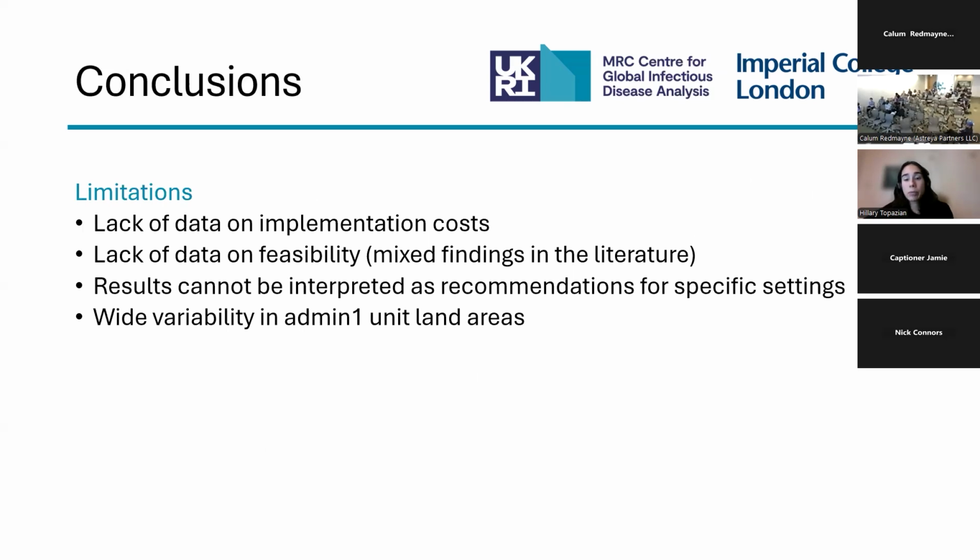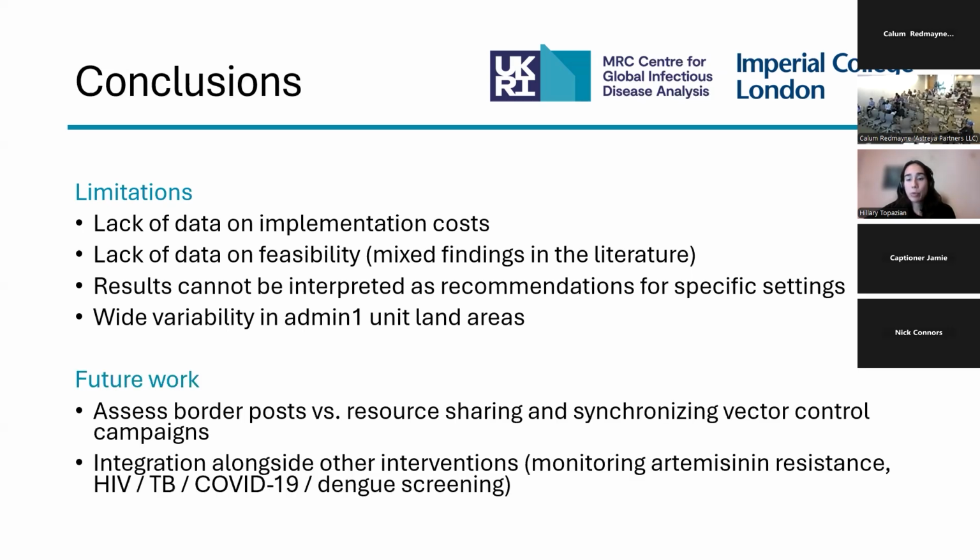And then we also know that admin 1 units can have a really big difference in land areas in some countries, and so it's not a consistent way of measuring a space. And we chose admin 1s for the project because it was the smallest unit available where we could get data across the continent on things like historical interventions. But we are working on figuring out another solution for country-specific modeling, which won't need to use such a big land area and can use finer scale data. And then we're hoping that future work could compare border posts to other forms of regional collaboration, like resource sharing or synchronizing bed net campaigns or vector control.